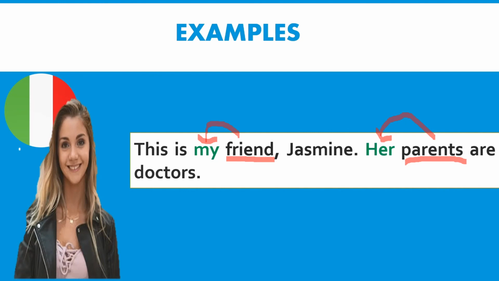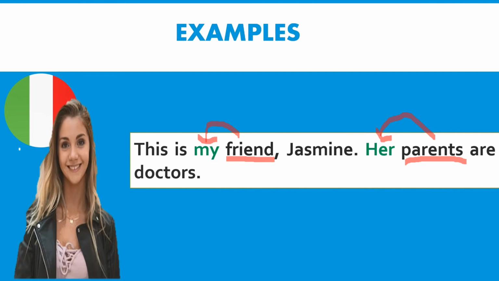The first one, this is my friend. It means that the friend belongs to you, to me, I, my. And then the second one, her parents. The parents belong to her, she, Jasmine.